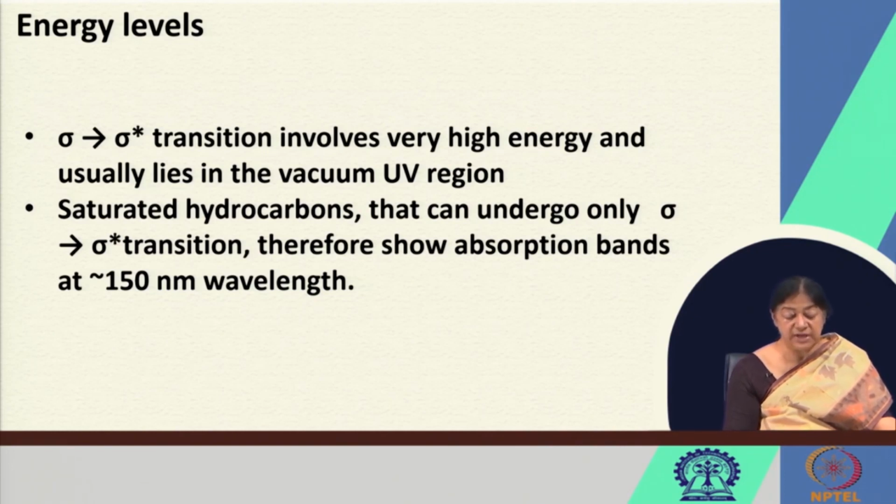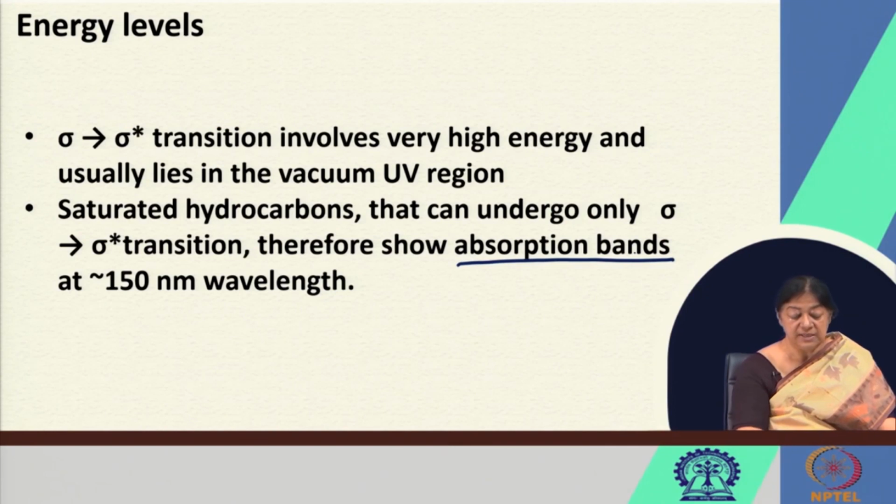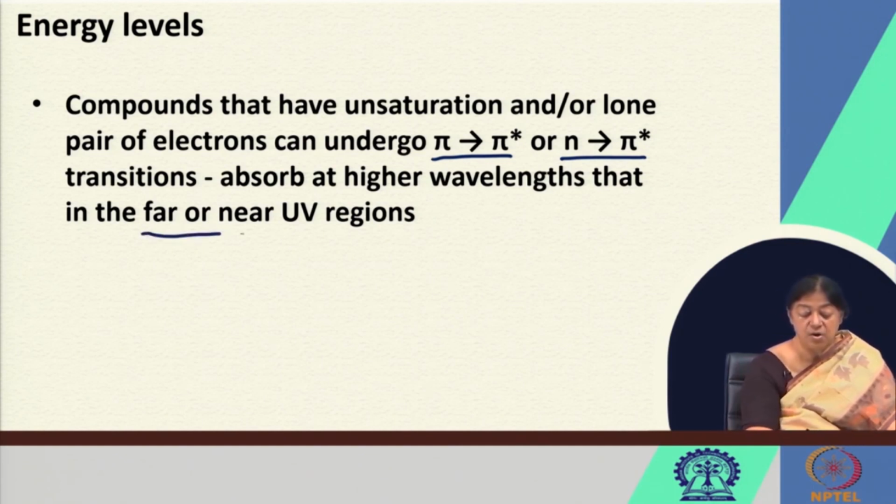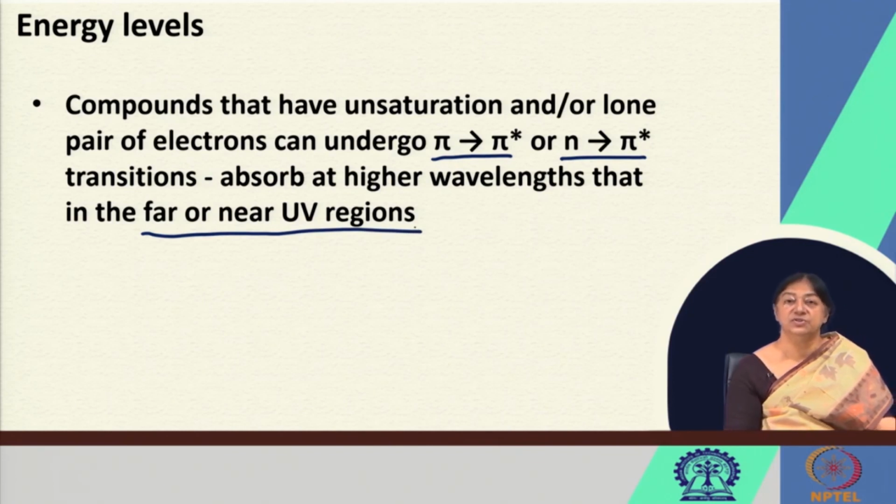So, we have saturated hydrocarbons that undergo sigma to sigma star transitions only and show absorption bands around the 150 nanometer wavelength. Similarly, when we look at compounds that have an unsaturation, what do we mean? They have double bonds in them or even a lone pair of electrons. They undergo pi to pi star or n to pi star transitions. They absorb at higher wavelengths that are there in the far or near UV regions.